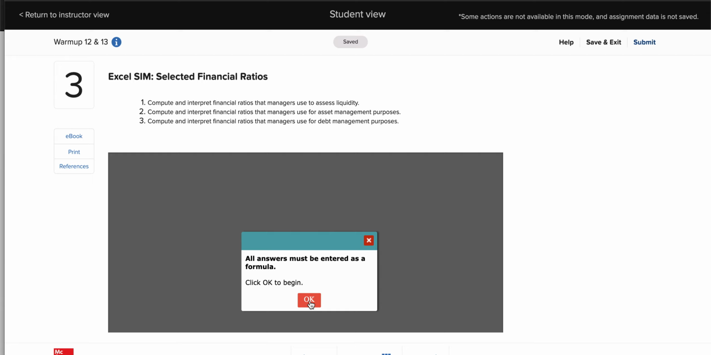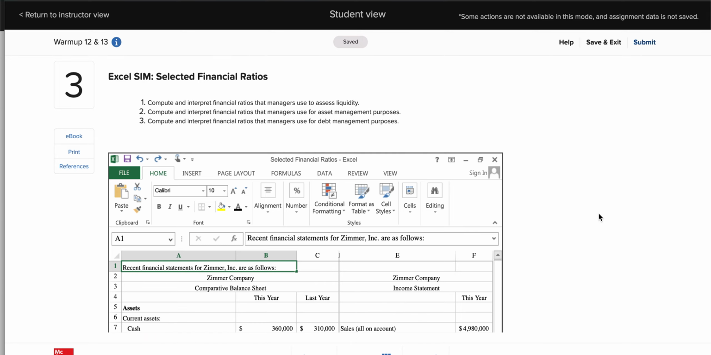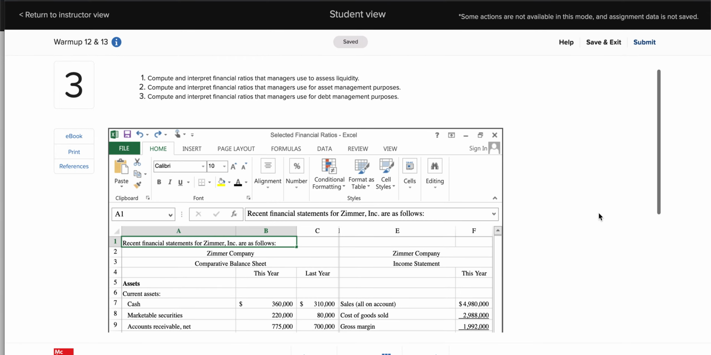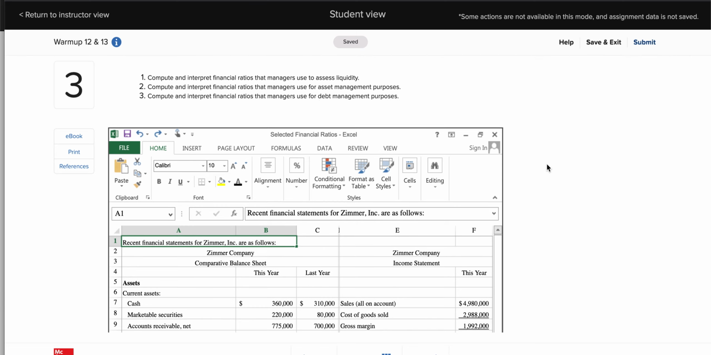Because they're going to be very similar to what you're going to have on your homework, I'm not going to go through all of them, but I will go through enough of them for you to get the gist of what's going on here. So click on the OK. For this first question, we are looking at assessing liquidity, looking at the ratios that are related to asset management as well as debt management.